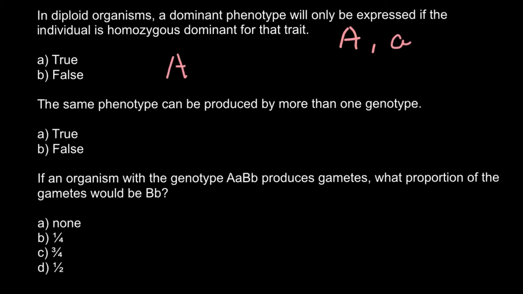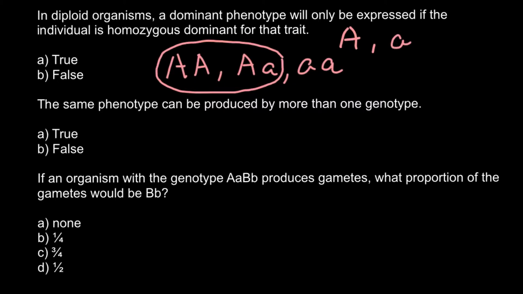One would be capital A, capital A, or homozygous dominant. Another one would be capital A, small a, or heterozygous, and the last one would be the small a, small a genotype. Because organisms are diploid, organisms may have these 3 variants of these 2 alleles. So these 2 genotypes would make one phenotype, and this genotype would make another phenotype. So 2 alleles, dominant and recessive, can make 3 genotypes but only 2 phenotypes.